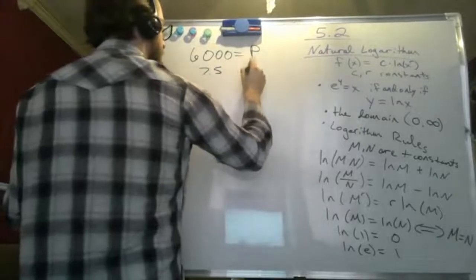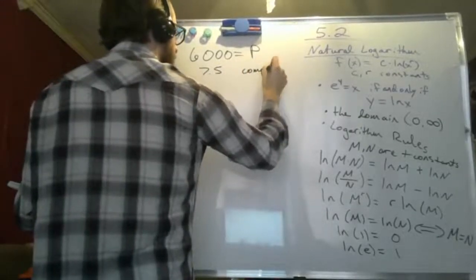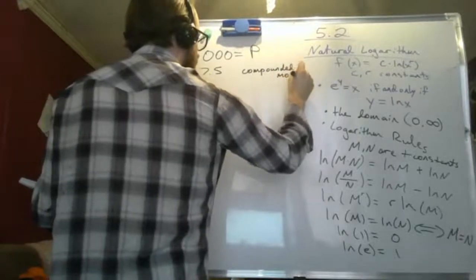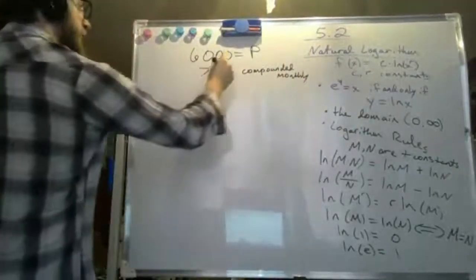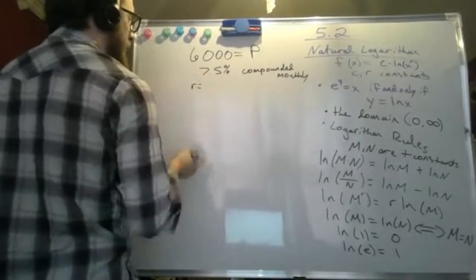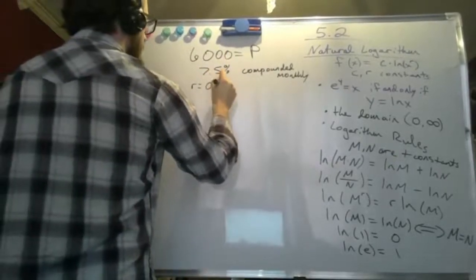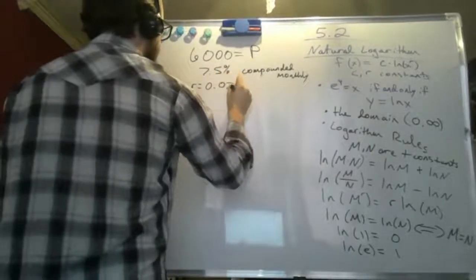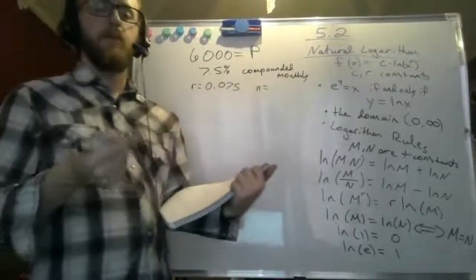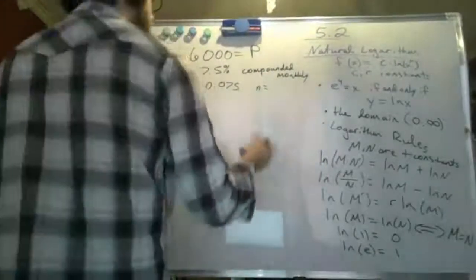compounded monthly, so they just gave us a lot of information here. One, we know our rate is 7.5%, or in other words, 0.075. We also know that n, if it's compounded monthly, that's happening once a month. There's 12 months in a year, so this is happening 12 times a year.